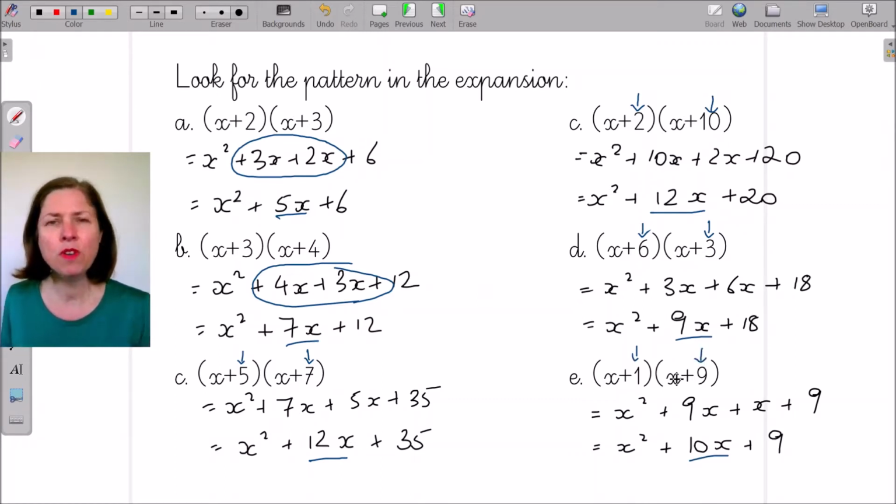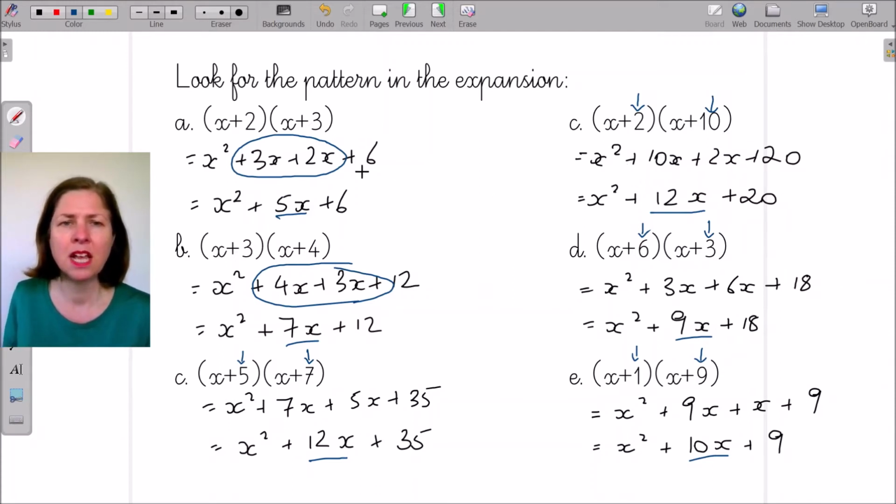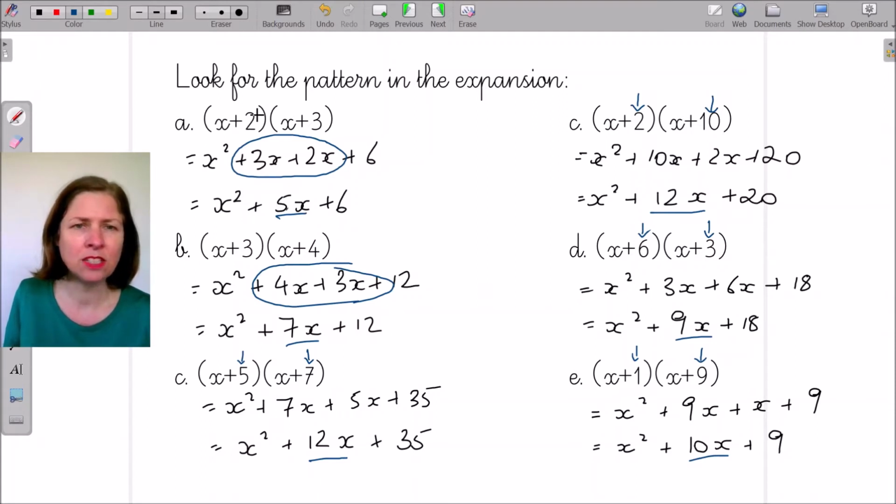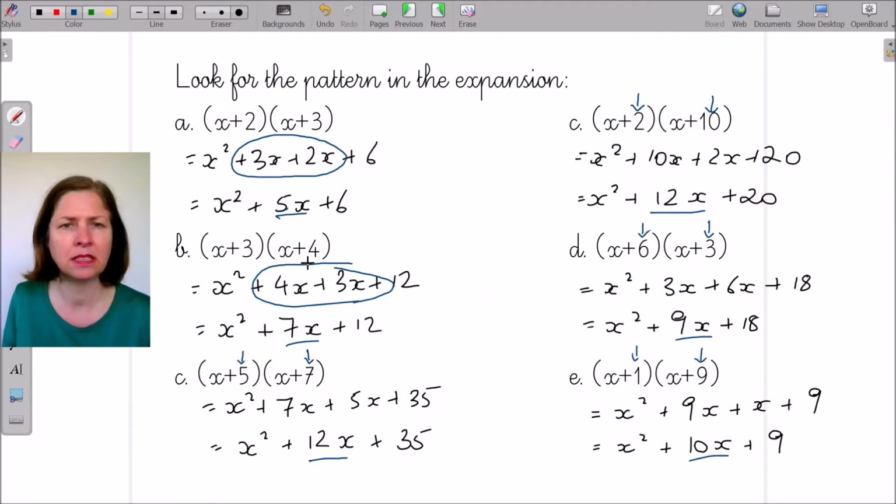Now this only works when we have monic quadratic expressions. It will not work if you've got a 2x here or a 3x here. It's simply not going to work because you'll be multiplying the 3x times this and you'll get a different number. So it only works for the monic ones. But basically, this middle number here is always the sum of the second term in each bracket.